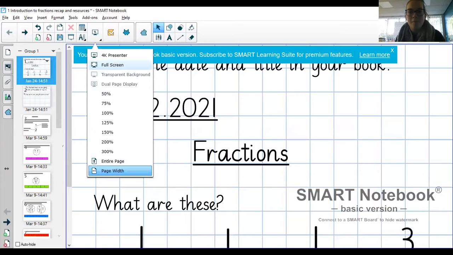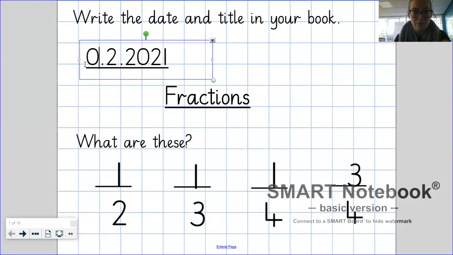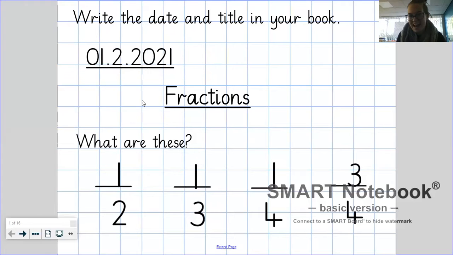So, in your books, you should all have a maths book. If you don't, just on a piece of paper. I'd like you to write a date and title, please. Okay, date and title. Oh, and the date today is the 1st of the 2nd. Woo! 1st of February. In a new month, guys. So pause the video, write the date and write the title. Okay, perfect. Right, welcome back.